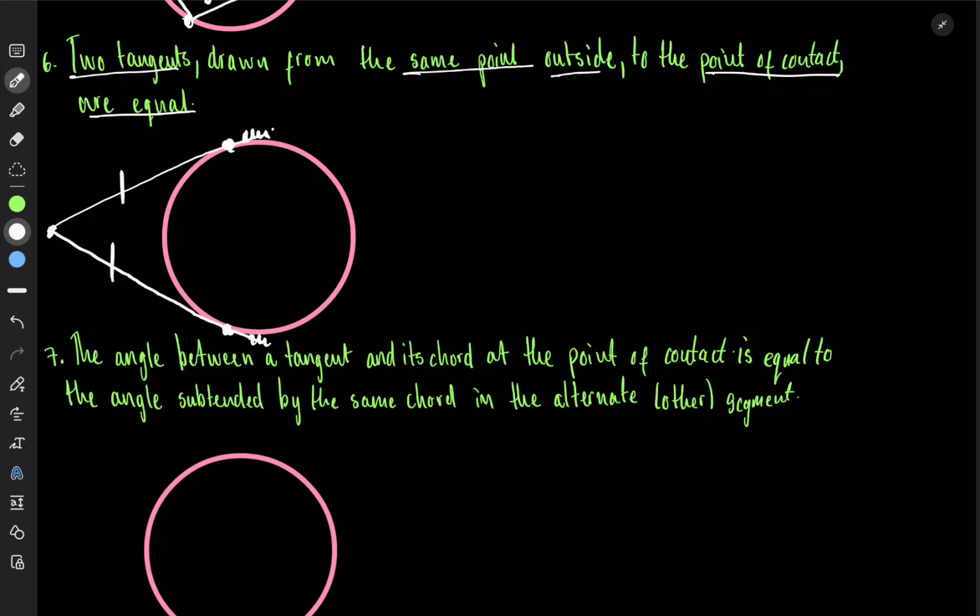Okay? If they are coming from the same point outside P, and both of them are ending at the point of contact, then they are equal. These two tangents will be equal, and we show that by putting this line. This line shows that these two tangents are equal. Okay?